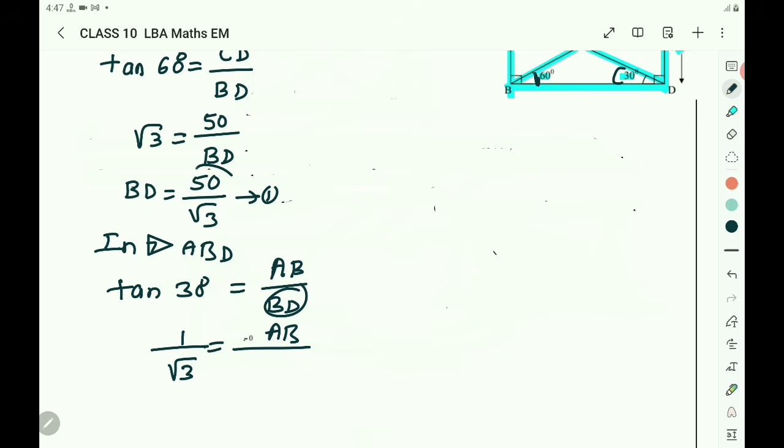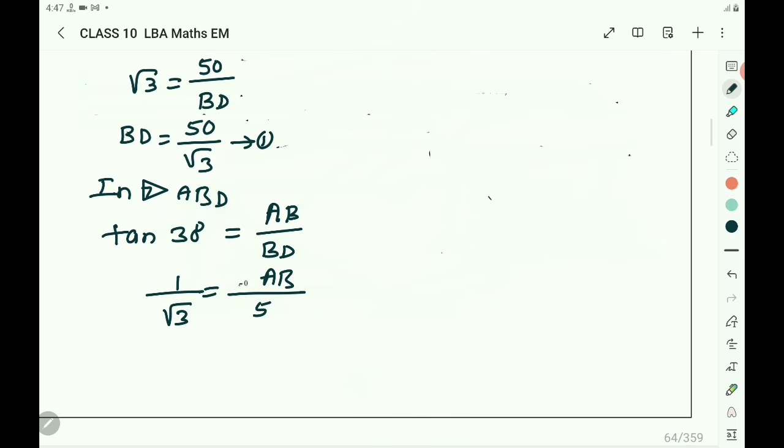BD you got. BD is equal to what? 50 by root 3. Then AB by 50 by root 3 is there. 50 by root 3 is in the denominator. Then you take this to the LHS. 1 by root 3 into, it is in the denominator, so it comes to the numerator with the multiplication. Then you write, that is 1 by root 3 into 50 by root 3 is equal to AB.